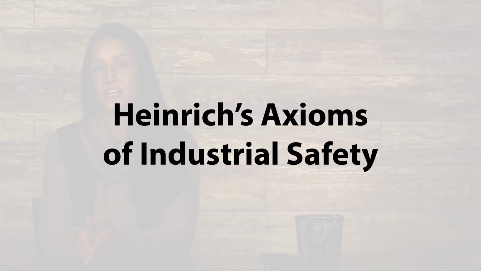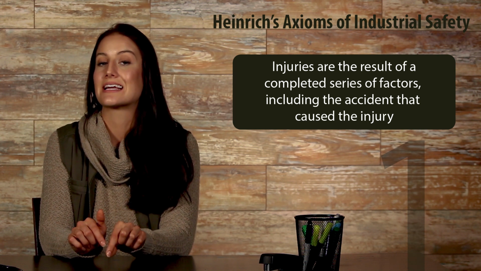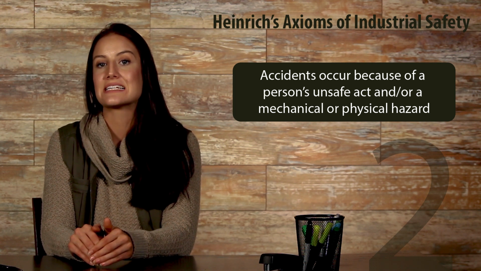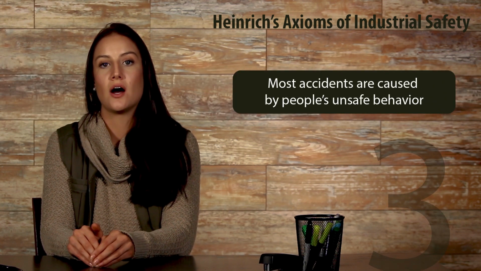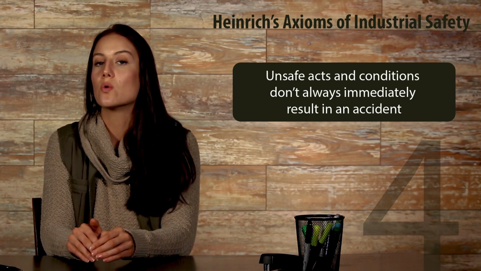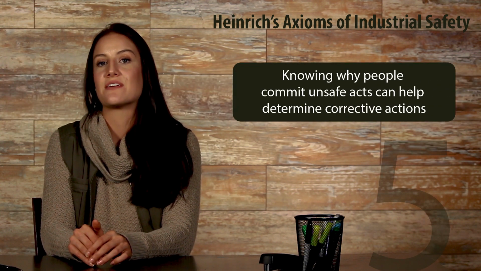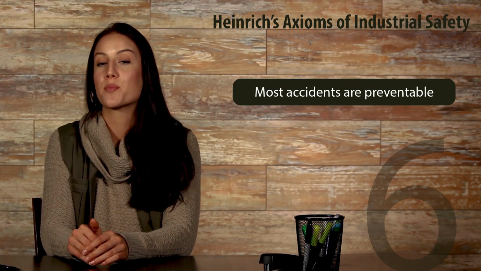Heinrich's Axioms of Industrial Safety. Heinrich's 10 axioms of industrial safety are as follows. Number 1. Injuries are the result of a completed series of factors, including the accident that caused the injury. Number 2. Accidents occur because of a person's unsafe act and/or a mechanical or physical hazard. Number 3. Most accidents are caused by people's unsafe behavior. 4. Unsafe acts and conditions don't always immediately result in an accident. Number 5. Knowing why people commit unsafe acts can help determine corrective actions. 6. Most accidents are preventable.